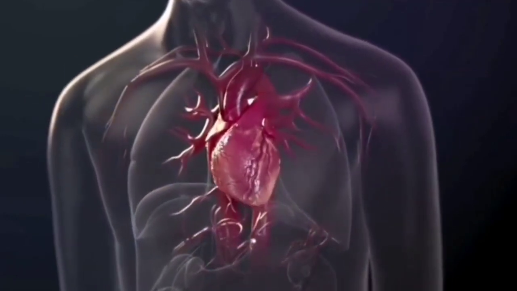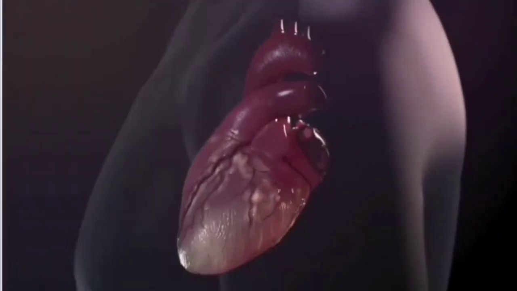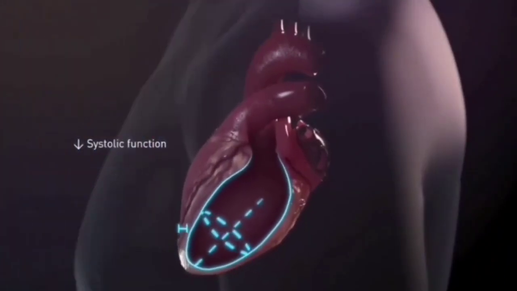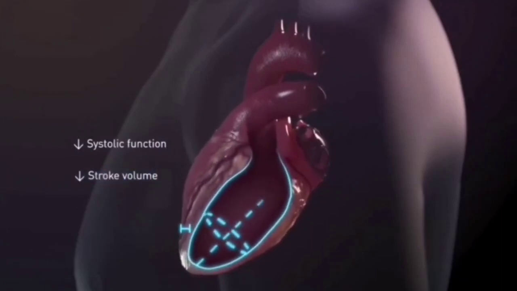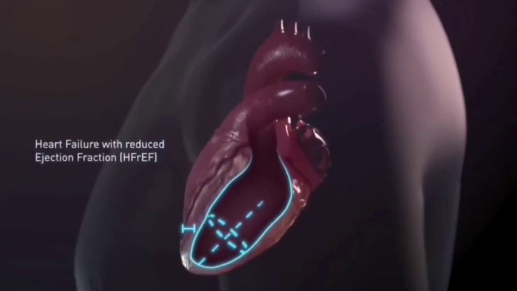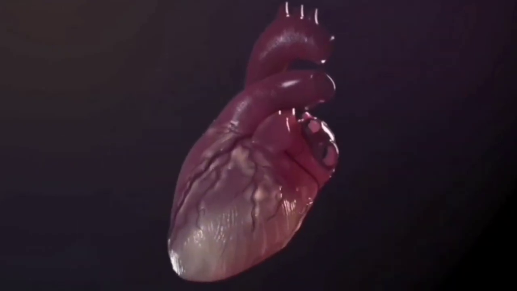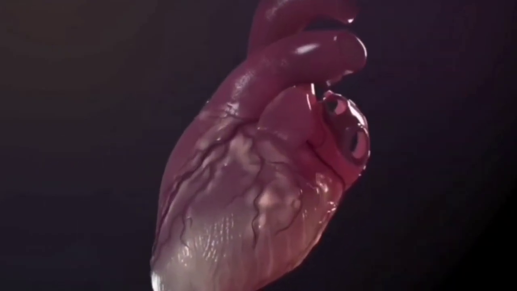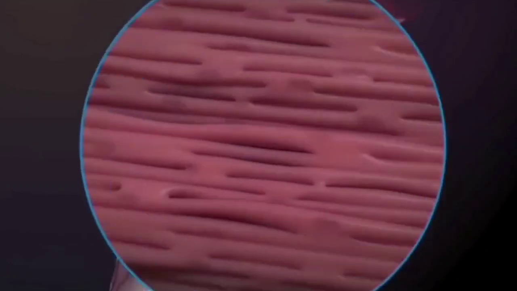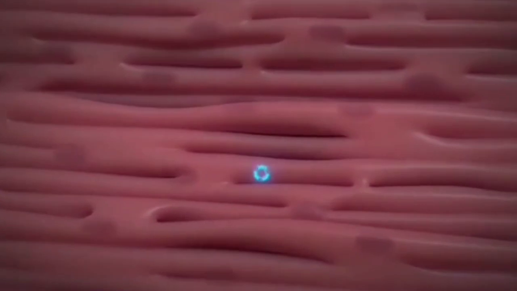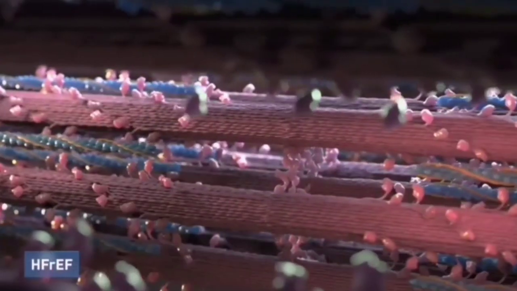Under pathological conditions, compensatory mechanisms can become maladaptive, contributing to diminished systolic function and reduced stroke volume, the hallmarks of heart failure with reduced ejection fraction, or HFrEF. Although the development of HFrEF is complex, the primary myocardial defect is impaired contractility, driven in part by changes within the fundamental contractile unit of the cardiomyocyte called the sarcomere.